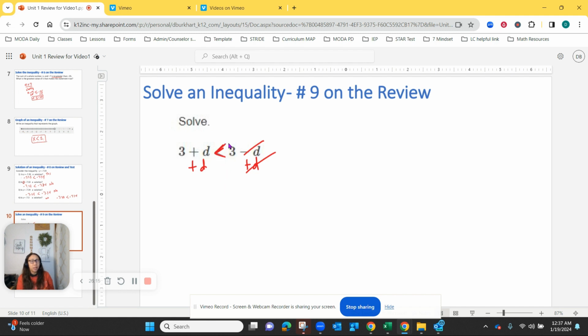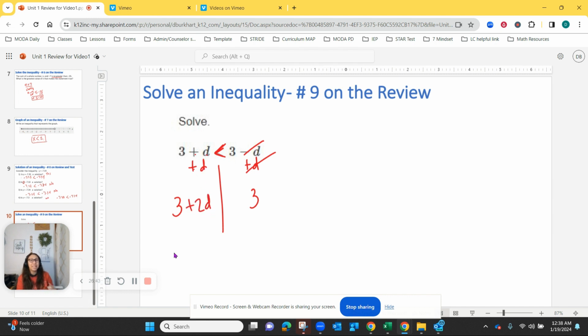So what remains on the right side of the inequality is just the 3, okay? And I'm just going to put a line there. And then what happens here is that you have the 3, and then you have two D's plus one D, plus another D. That makes it plus 2D.